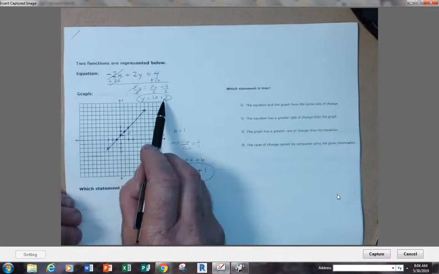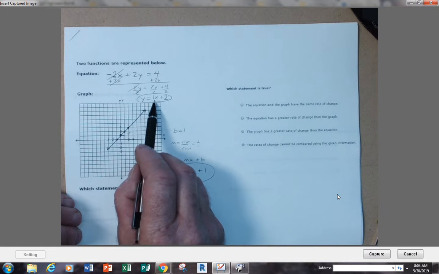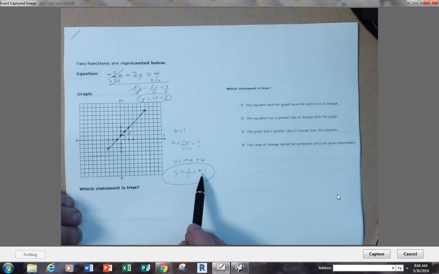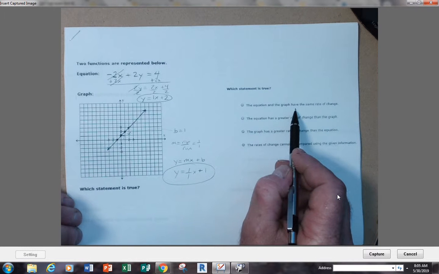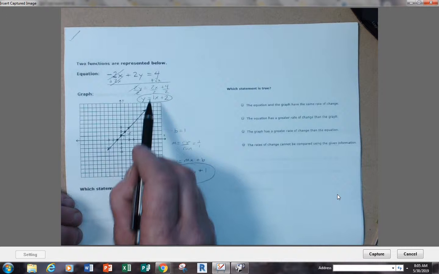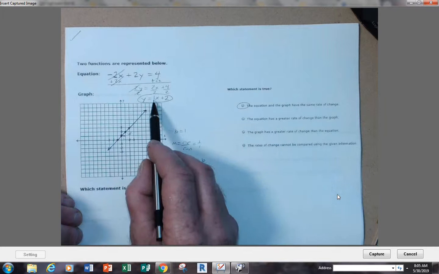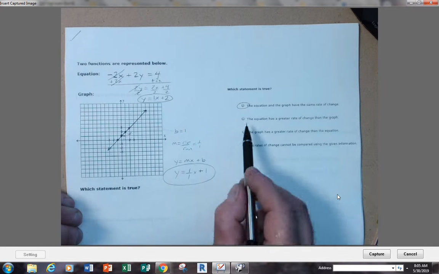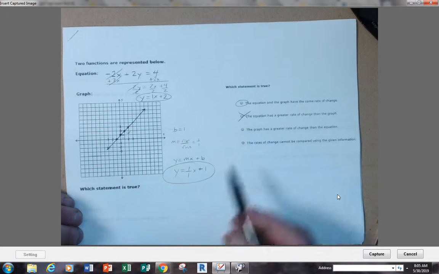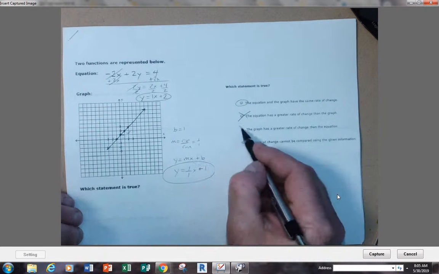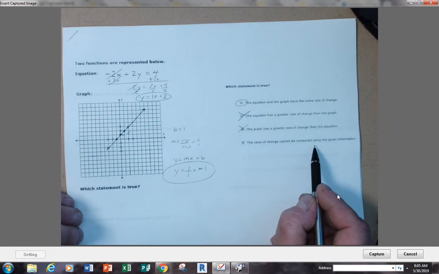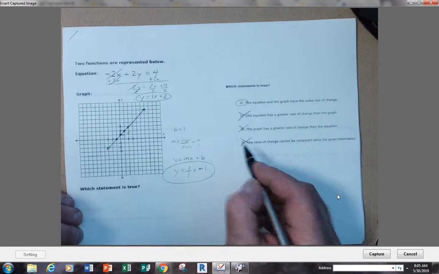This one's got a y-intercept of 2, has a slope of 1 over 1. This one has a slope of 1, a y-intercept of 1. This says the equation and the graph have the same rate of change, same number in front of x. That one is true. The equation has a greater rate of change. So this one, if that was a bigger number than that, that would have been true, but they're equal, so that's false. The graph has a greater rate of change than the equation, again, false. The rates of change cannot be compared. Always cross that one off on all these.